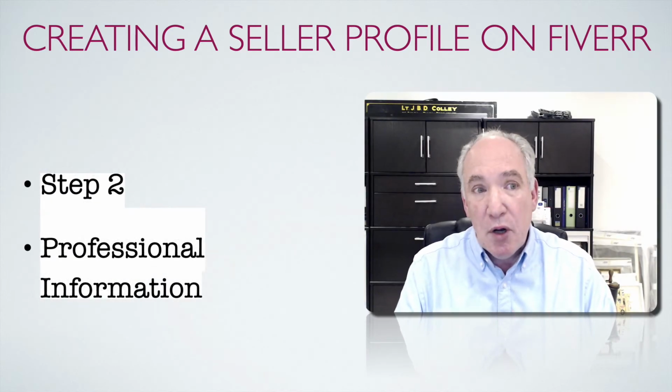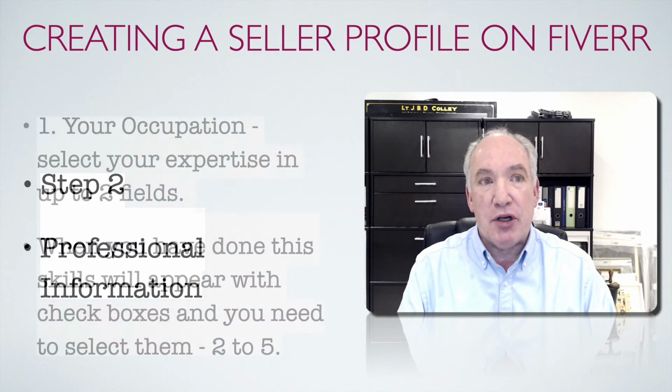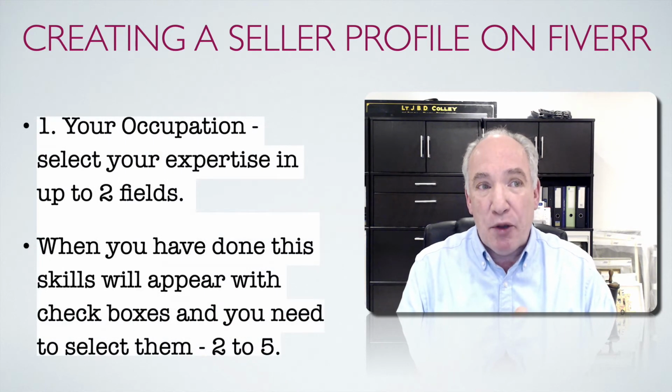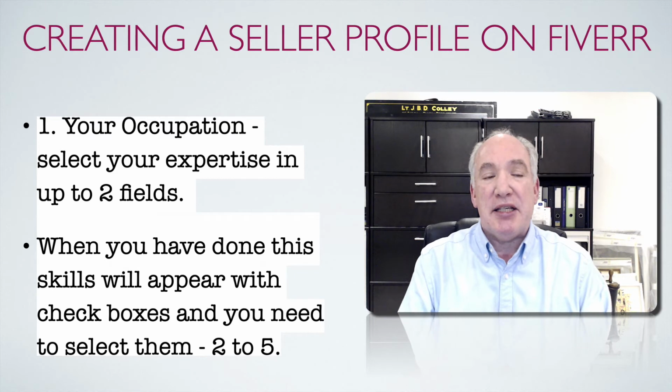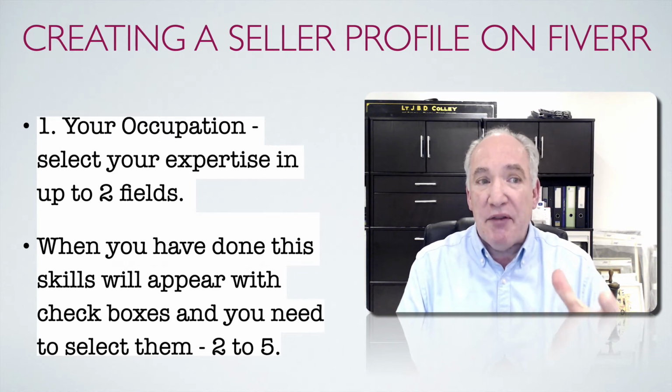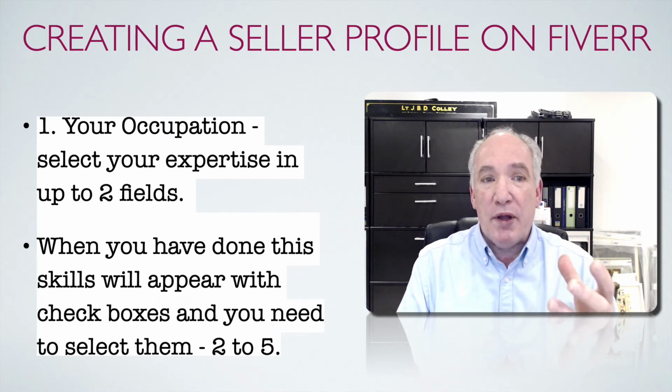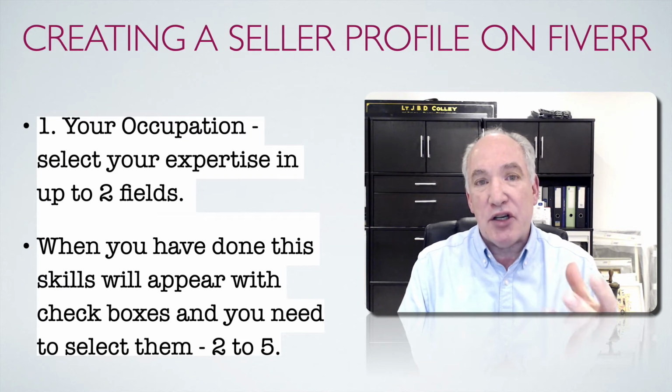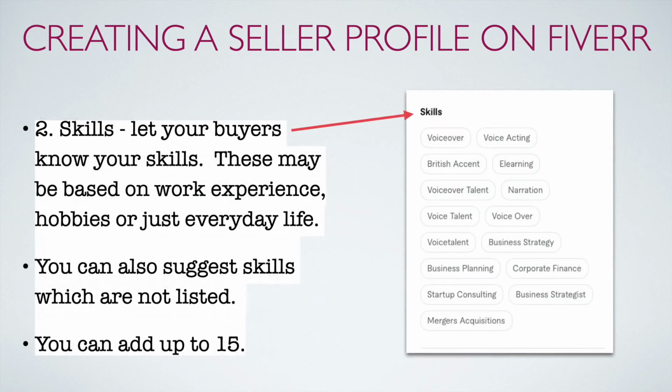In step 2, we look at the professional information. You should put in your occupation, select your expertise in up to 2 fields. And when you've done this, skills will appear with checkboxes, and you need to select 2 to 5 of them. Then you can put in your skills. Let your buyers know your skills. These may be based on work experience, hobbies, or everyday life, but they're also really important SEO tags in Fiverr. So make sure that they closely relate to the gigs you want to offer.